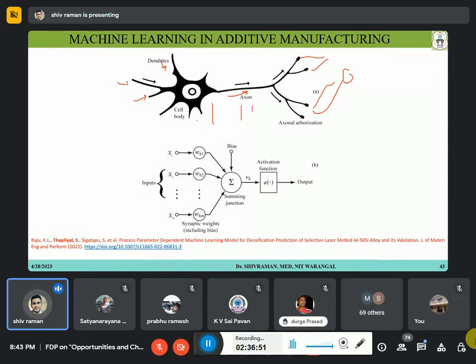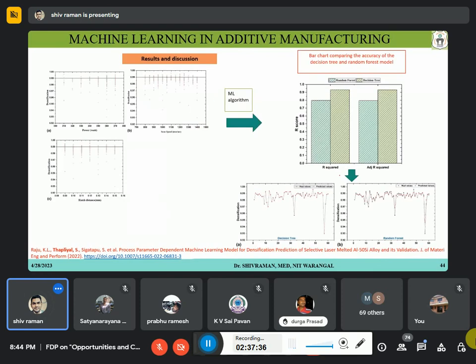So this biological concept is made equivalent to a mathematical model where we have an input, we assign the weight, we have a summing junction where all inputs are summed up, and we have an activation function which will activate this input, and it will be compared with a threshold value, and finally the output will be given in terms of 1s and 0s. Okay, so this is basically a simple architecture of your artificial neural network, and we have feed forward and backward propagation neural networks. Generally we work on the backward propagation neural network model because it provides lesser error.